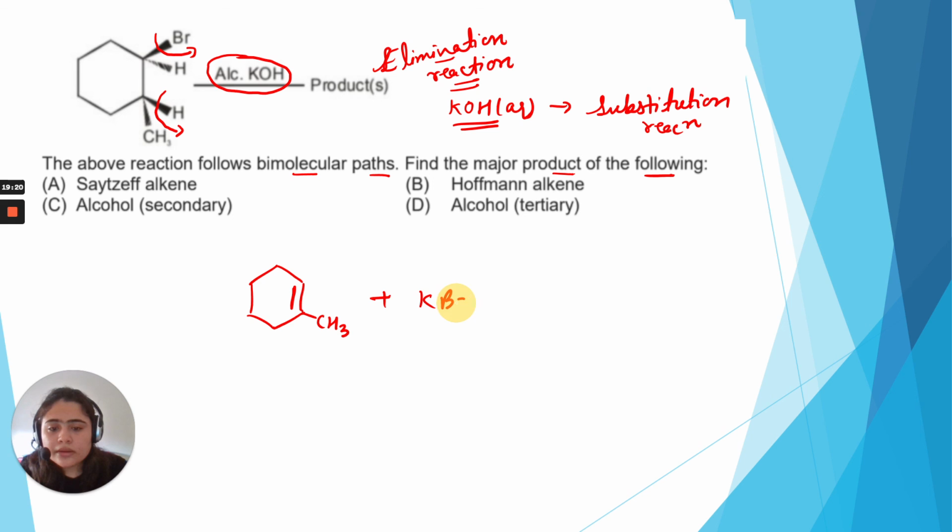Plus KBr plus H2O. So this is according to the Saytzeff alkene, because whenever elimination takes place, it takes place according to the Saytzeff rule. The Saytzeff rule says that when there is more substitution in a compound, it is more stable. So here we are getting unsaturation, substitution is also there, the methyl group. Whenever we are using alcoholic KOH, keep in mind elimination reaction always takes place. But whenever we use aqueous KOH, there will be a substitution reaction. Bromine would have left and OH minus ions would have come here. That was a substitution reaction. So the answer will be the Saytzeff alkene.